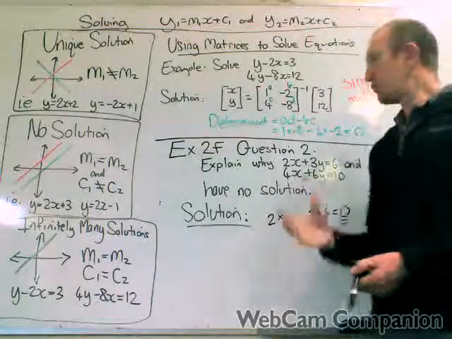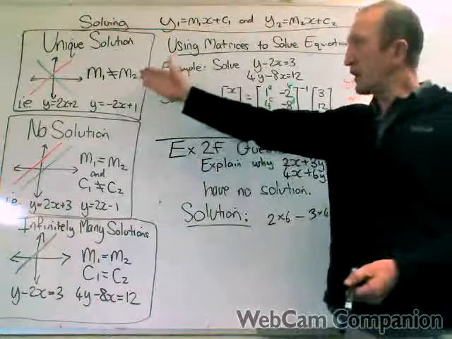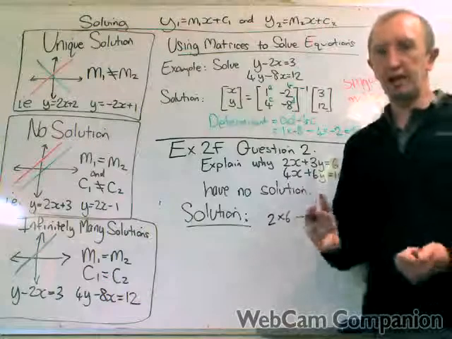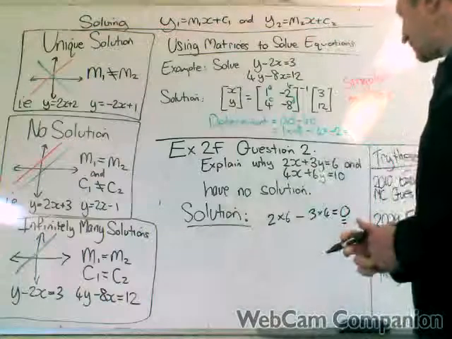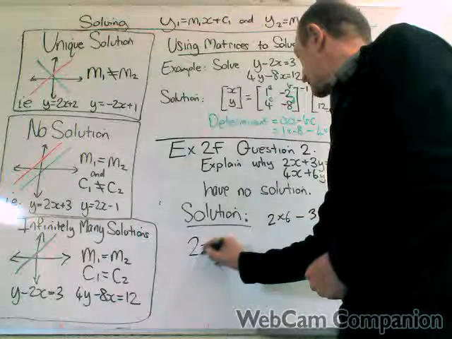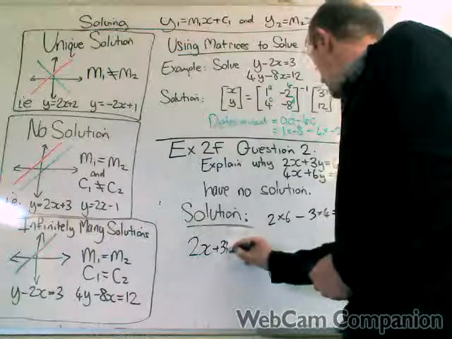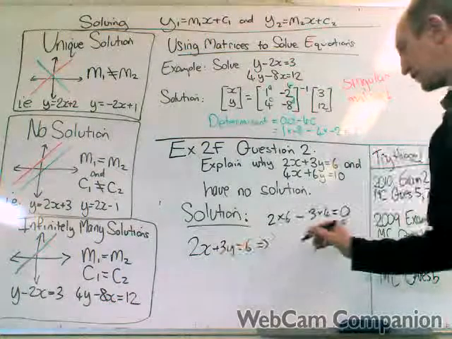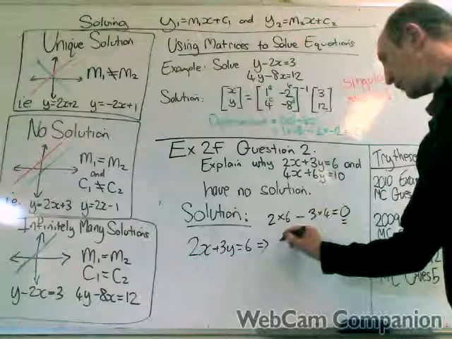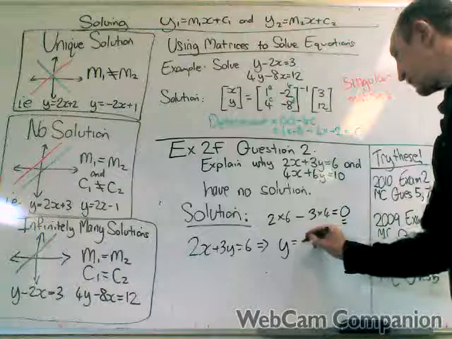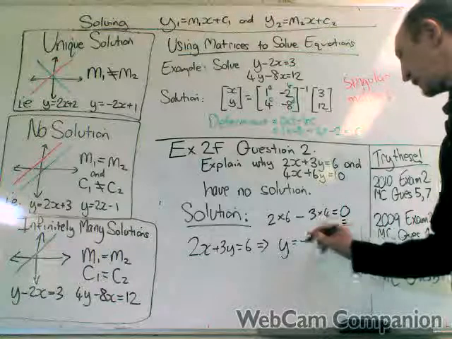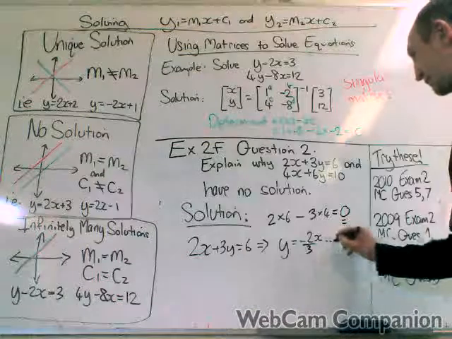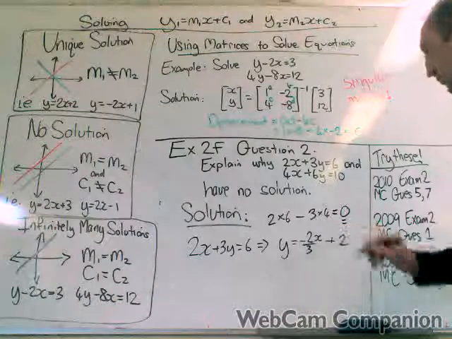Another method is, if we put it into y equals form, like these examples, we can then determine whether the gradient is the same. If the gradient's the same, there's no solution. So let's do that. We've got 2x plus 3y equals 6. I'm going to make y the subject. I'll move 2x to the other side of the equation, then I'm going to divide by 3. If I do that, y equals negative 2x, and I'm going to divide by 3 as well, all in one step, plus 6 divided by 3, which is 2.